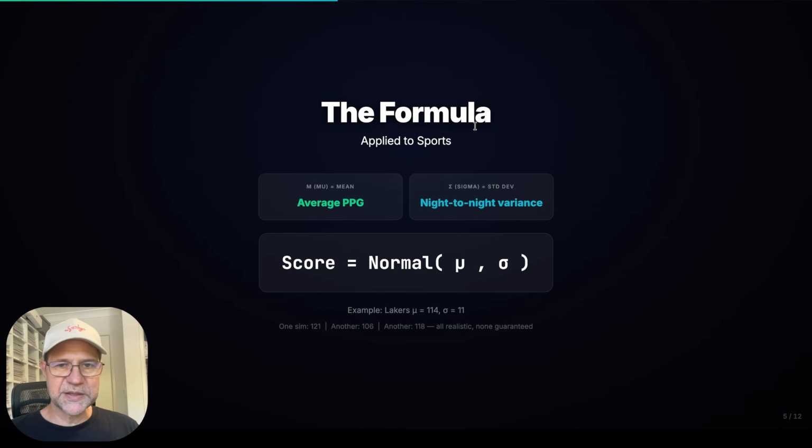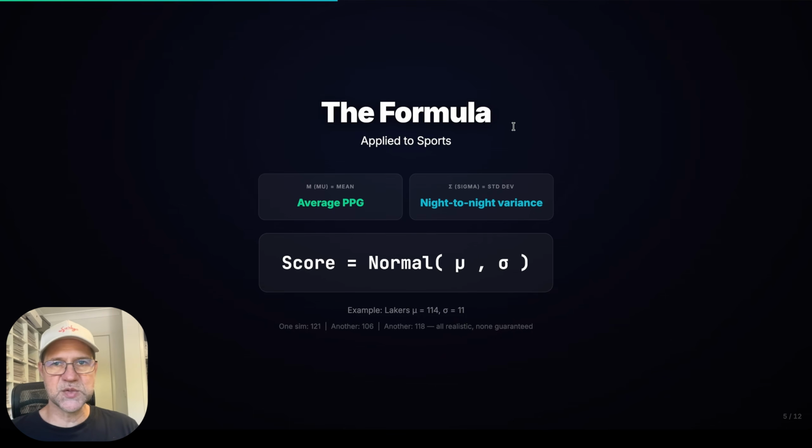So for example, if the Lakers are averaging 114 points and their normal game-to-game variation is around 11 points, then one simulation might give it 121, another might give it 106, another might give it 118. Okay, so basically you're simulating the scores each time you run the simulation. Now, none of these numbers are guaranteed, obviously. They're just realistic outcomes for the same team on that same night.